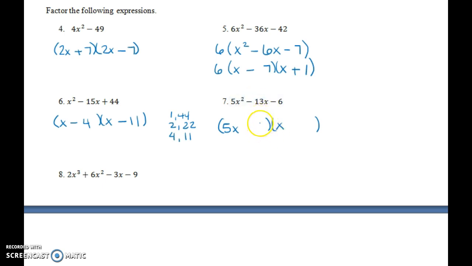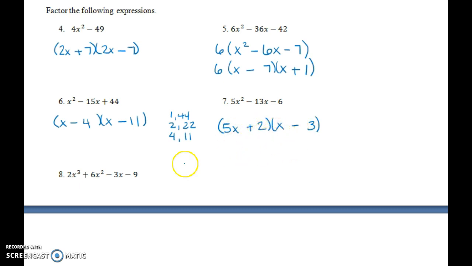So maybe I'll try 2 and 3. So maybe I put a 2 here and a 3 here. If I look at my outside terms, that would be 15x. Inside terms would be 2x. A 15 and a 2 would get me to 13 if I made it a -15 and a +2. And you just guess and check along the way to make sure that it works, but you check your outside and your inside terms.